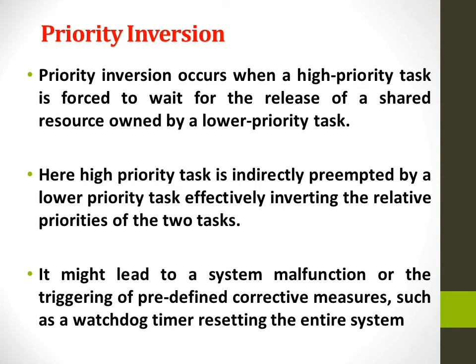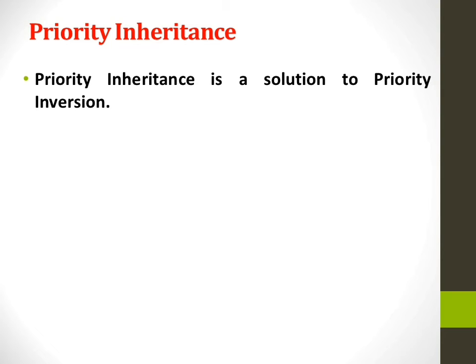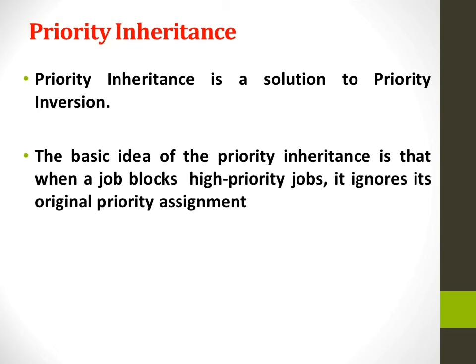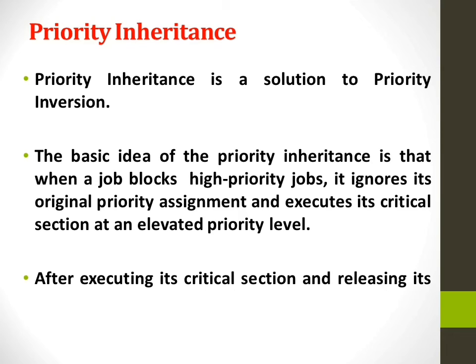Next question. What do you mean by priority inheritance? Priority inheritance is a solution for the priority inversion. The basic idea of the priority inheritance protocol is that when a job blocks one or more high priority jobs, it ignores its original priority assignment and executes the critical section of the low priority task at an elevated priority level. After executing its critical section and releasing its lock, the process returns to its original priority level so that the high priority task can start executing.